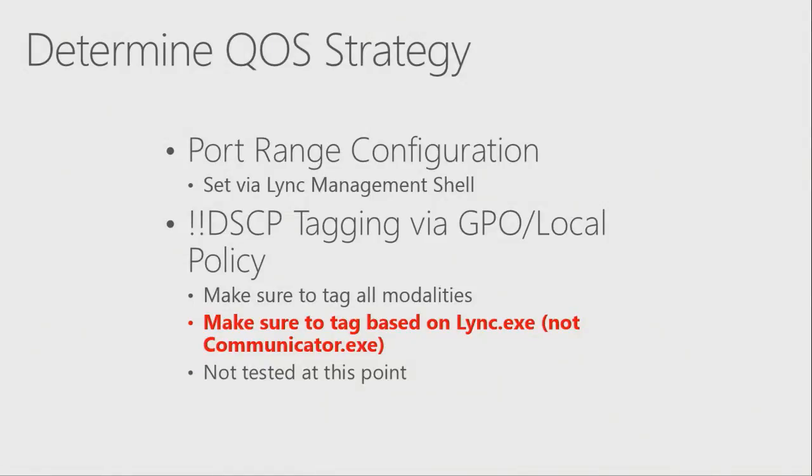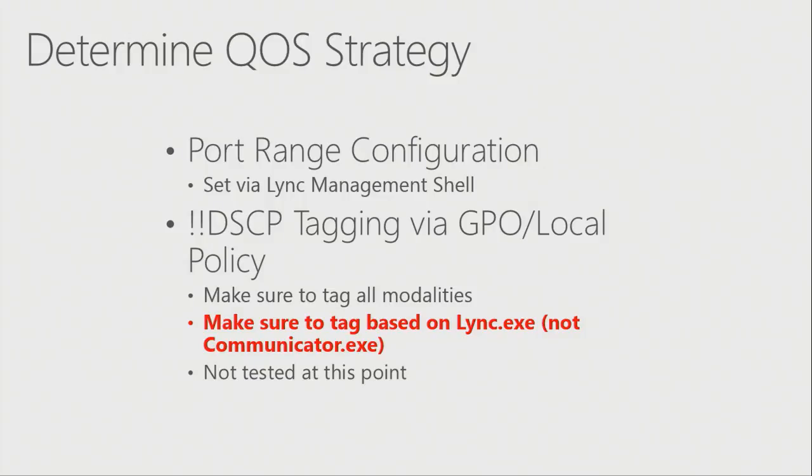Port range configuration, as mentioned earlier, is set via the Lync management shell. DSCP tagging via GPO or local policy. Even if it's not domain joined, you can push a local policy to do the DSCP tagging. So fear not for the folks that are anti-domain joining. Make sure to tag all your modalities, right? It's really important. And then make sure to tag based on link.exe and not communicator.exe. That one's in red because I've felt that pain recently, right? It's bold and red for a reason. And again, everything in red is something I've felt the pain of.